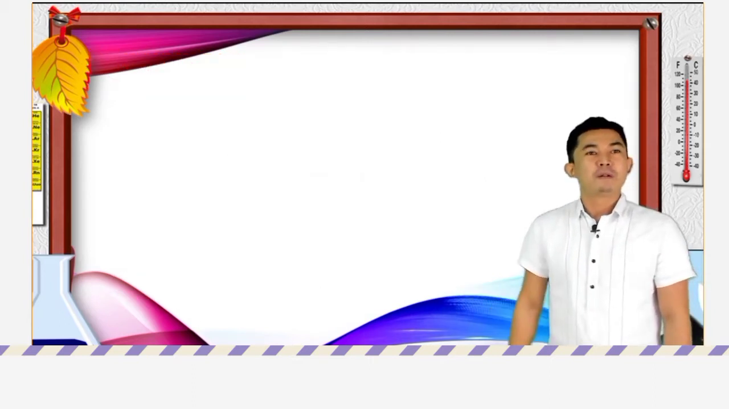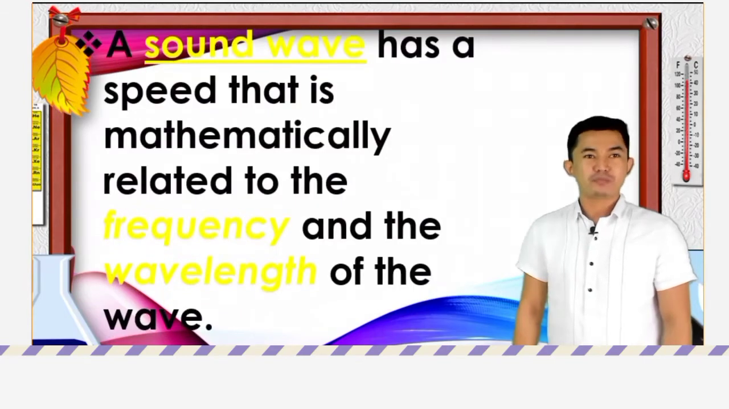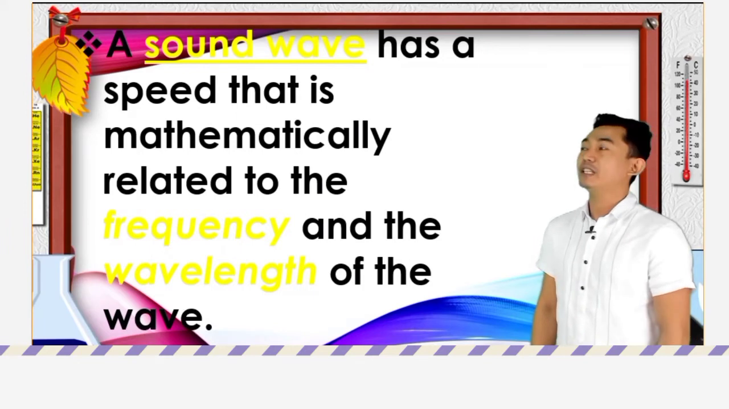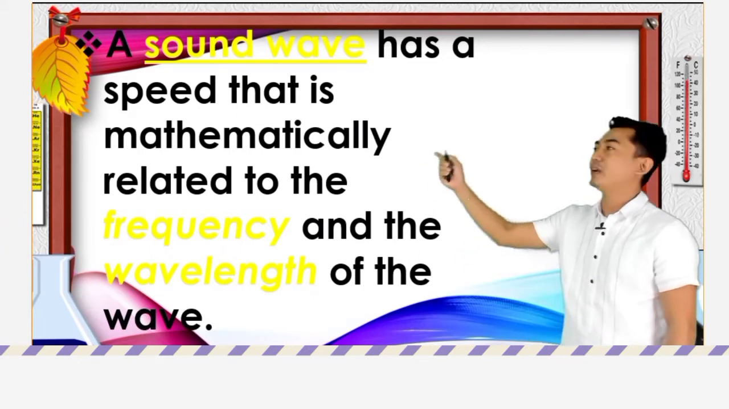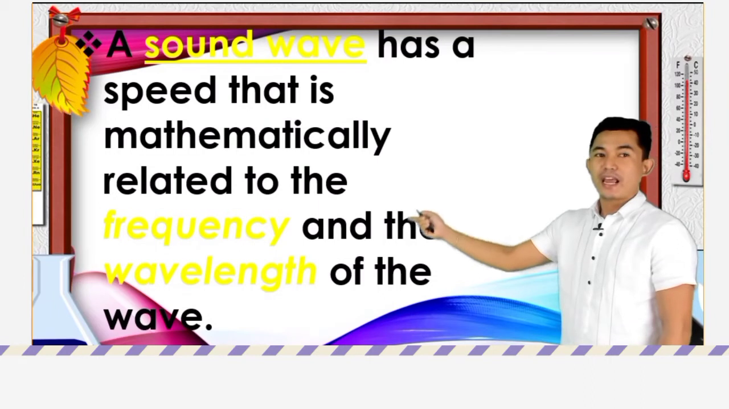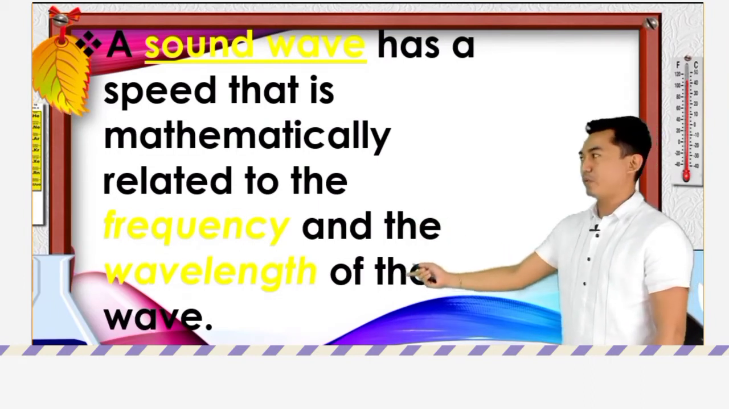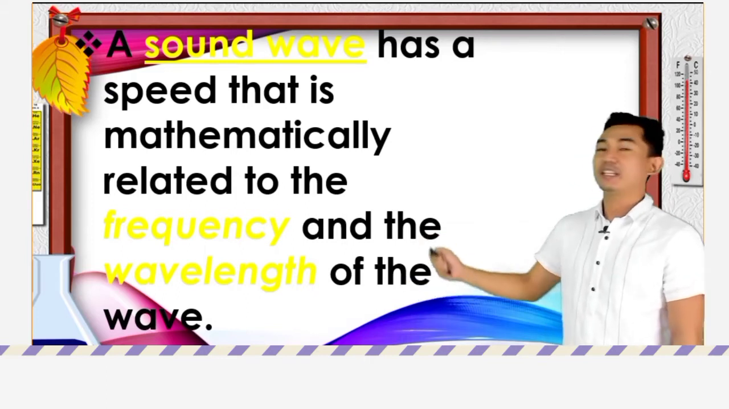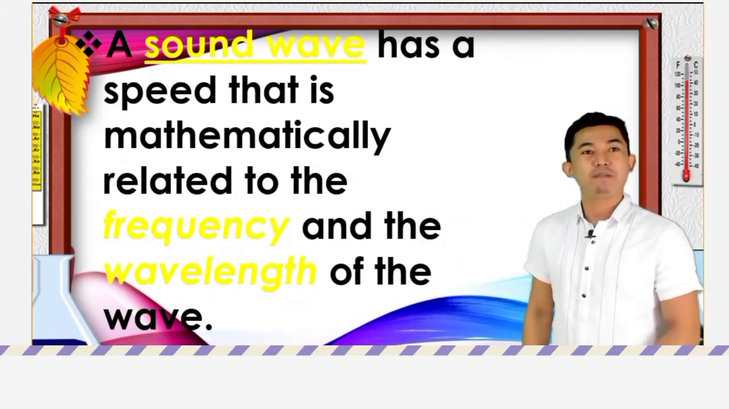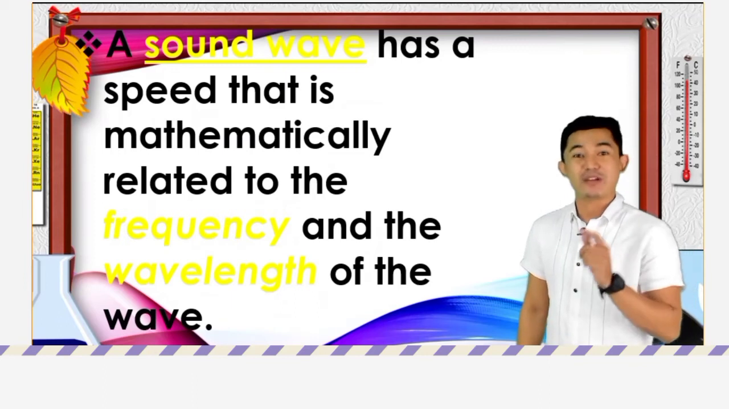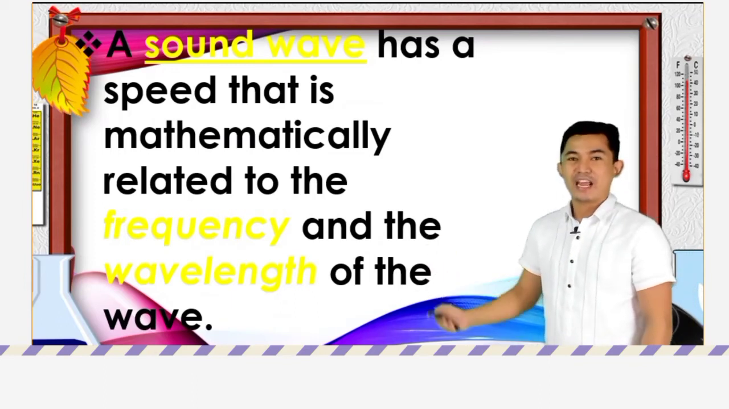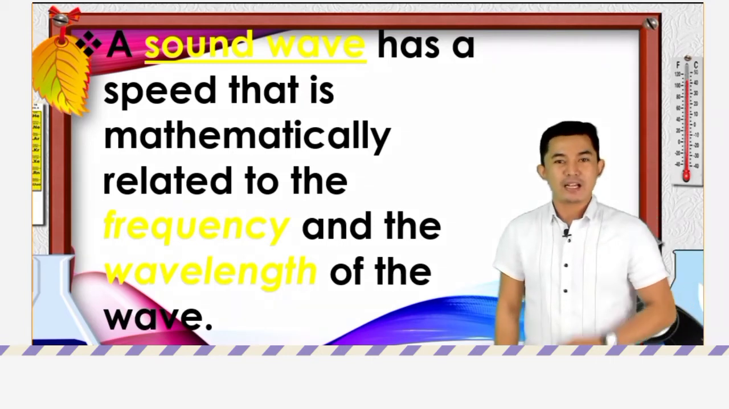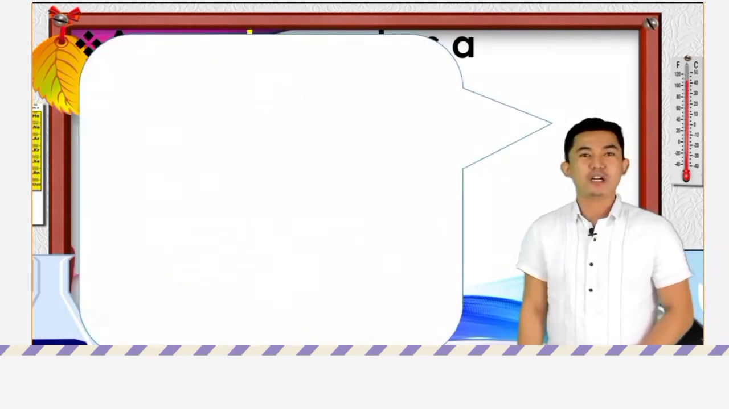Now, we will proceed to the sound wave. A sound wave has a speed that is mathematically related to the frequency and the wavelength of the wave. Do not forget these words. A sound wave has a speed that is mathematically related to the frequency and the wavelength of the wave. And for you to understand frequency and wavelength, let us first discuss the meaning of frequency.